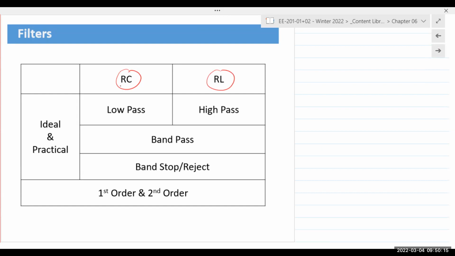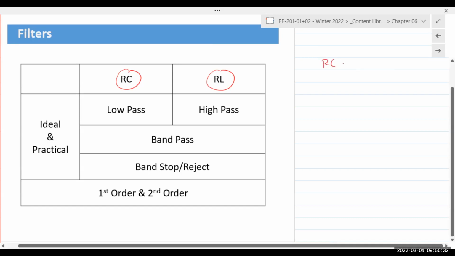And depending on the circuit configuration, or more importantly, where we take the output from, we can create low pass filters and high pass filters. And it's a 2x2 cross matrix. So we can have an RC low pass filter and high pass filter. This table might be confusing, but it is a cross matrix for both. And for RL, we can have a low pass and high pass. Okay.